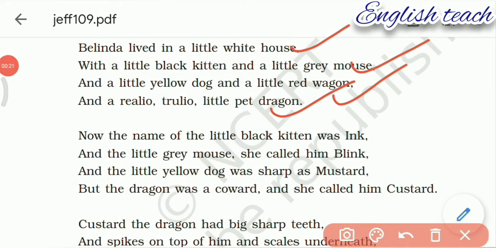Difficult word in this paragraph is wagon. Wagon meaning is a vehicle used for transporting goods or another specified purpose.